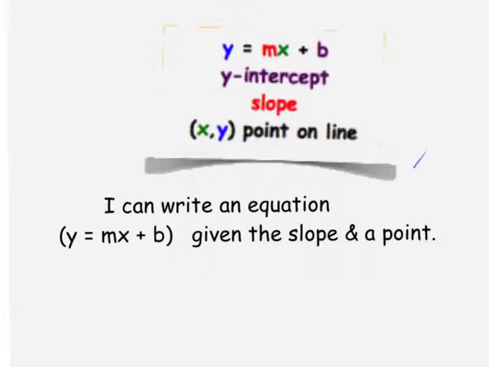Okay, so our learning target for the day: I can write an equation in y equals mx plus b form given the slope and a point. And I really like this graphic because it is color-coded, and I'm all about color coding. So b is the y-intercept, m is the slope, and then remember x and y stay x and y, and they just name a point on the line. So we're going to be writing an equation in y equals mx plus b form given the slope and a point. Here's the slope, and here's the point.